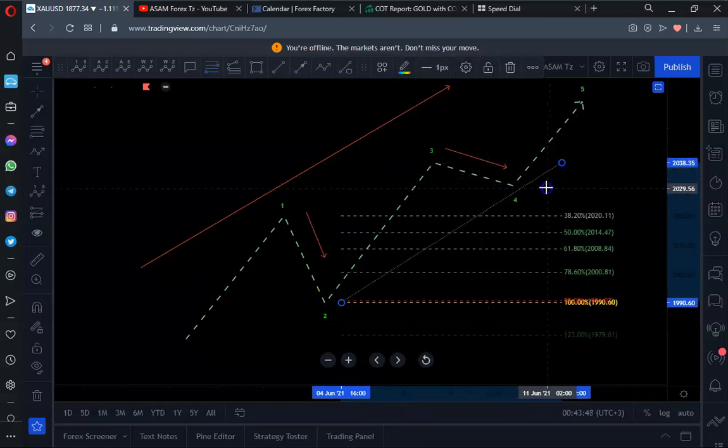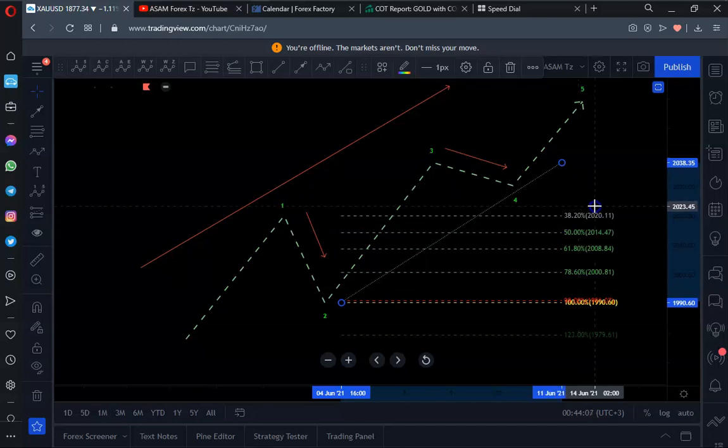So this was too shallow. Here is a 38. It is too shallow. It is around 14, because in retracement we can have shallow ones, the most shallow may be 14%, and then the next one can be 23.